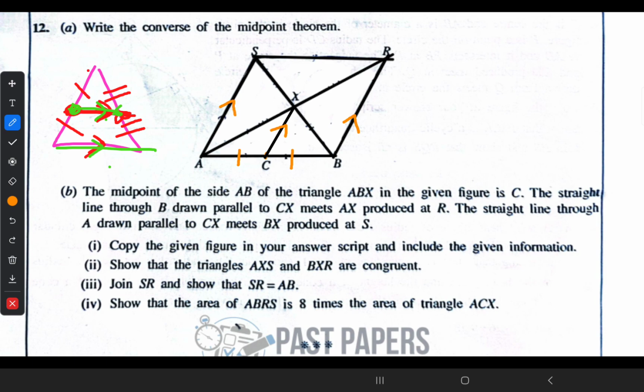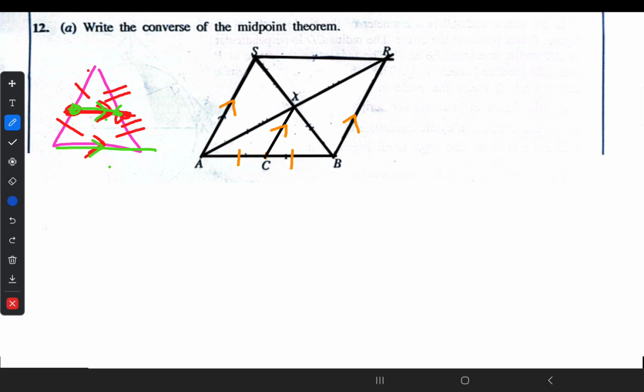Copy the given figure in your answer script and include the given information. So if you draw it, you will get marks: to write the converse theorem, 1 mark, to draw this, 2 marks. Okay. Thereafter, second, show that the triangles AXS and BXR are congruent. Okay, we need to show these two triangles are congruent. We need to show this triangle AXS and this triangle are congruent with each other.